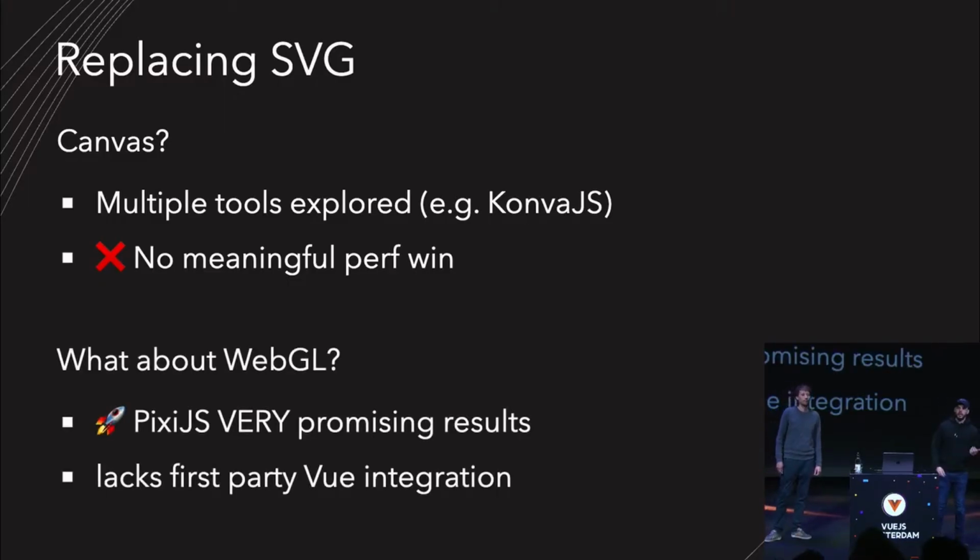Then we thought, OK, what about WebGL? And we found this framework called Pixi.js. For those who don't know, Pixi.js is a 2D rendering engine for game development on the web. It's pretty cool, very well maintained, with great performance. But it lacks a first-party integration with Vue. For the POC, we had to go raw with vanilla Pixi, but it was really good. The performance was great. And we said, OK, what do we do now?